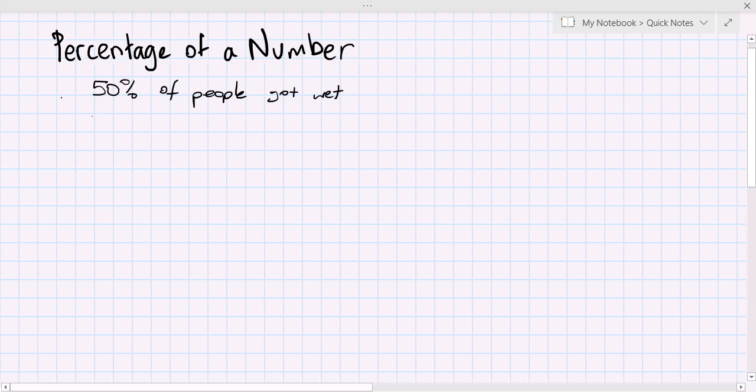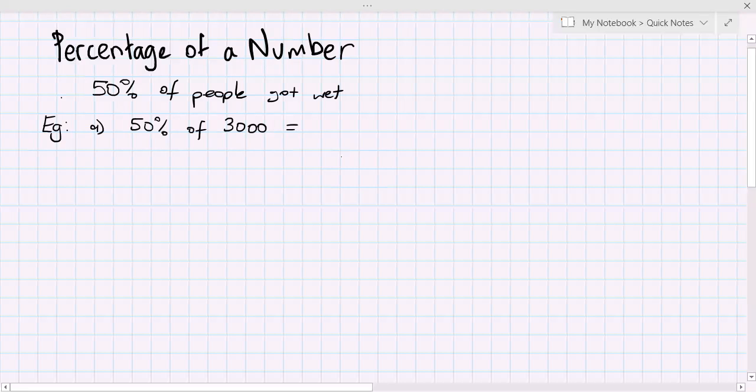Okay, so what sort of question might that sort of transfer to in maths? Well, it would go something like this. Find 50% of, so how many people were at the concert? Let's say there were 3,000. So what's 50% of 3,000?